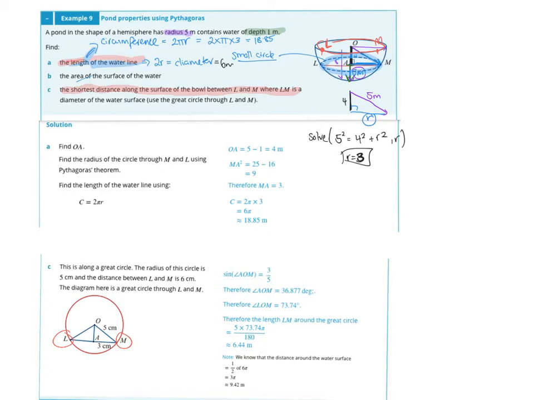So we knew that when we went across the water, the diameter, we knew that was 6 because we found this radius to be 3. So when they asked for the shortest distance between L and M up on the top of the bowl along here, what you've actually got there is the arc of a circle. So remember, arc is pi r angle over 180. So you've got the radius, because you know that's 5, and you know what pi is, and obviously you know what 180 is. So we need this little angle in here.